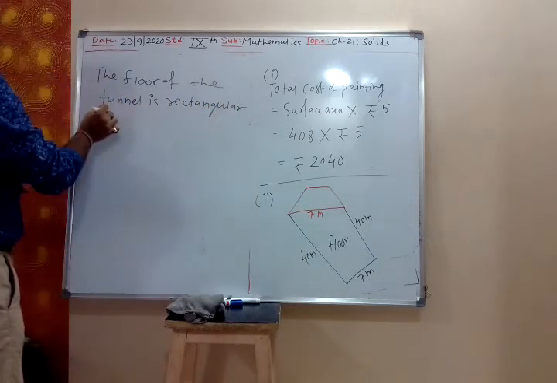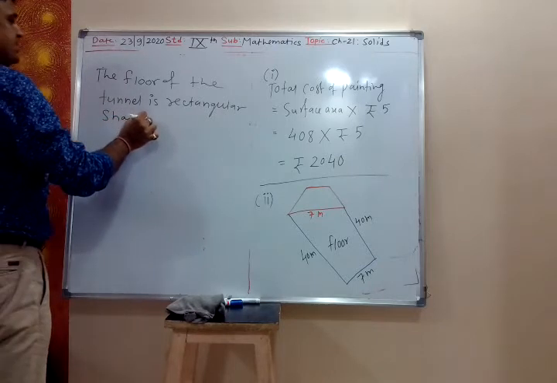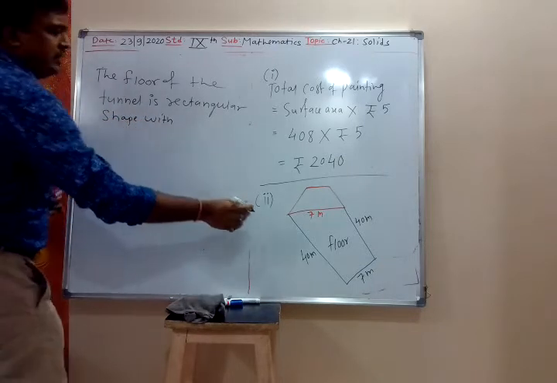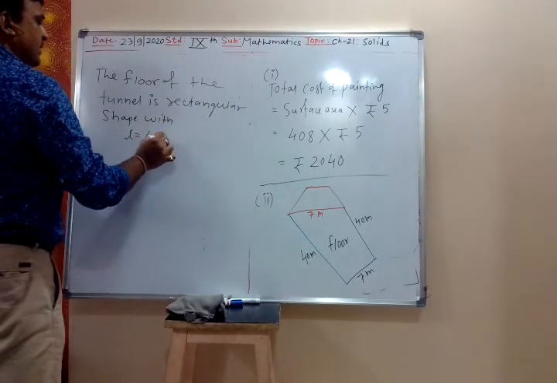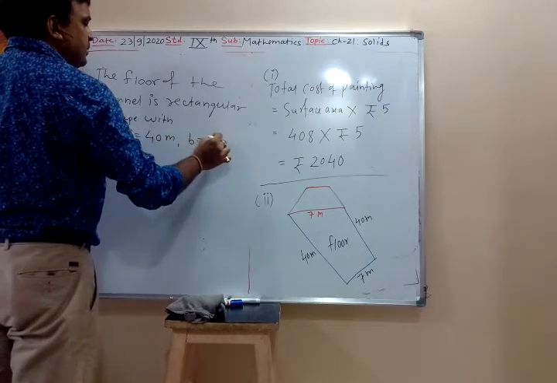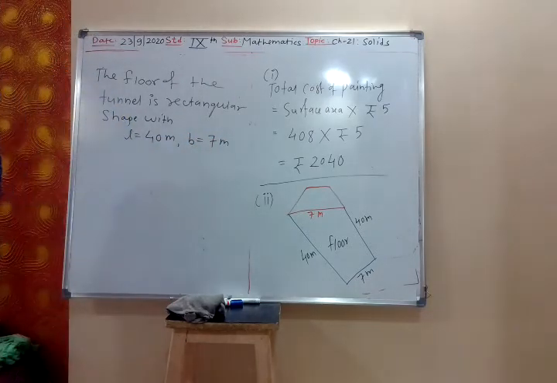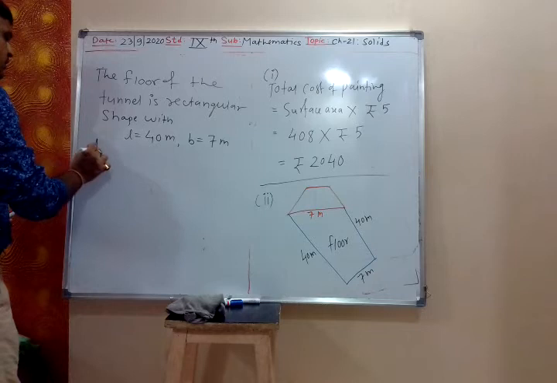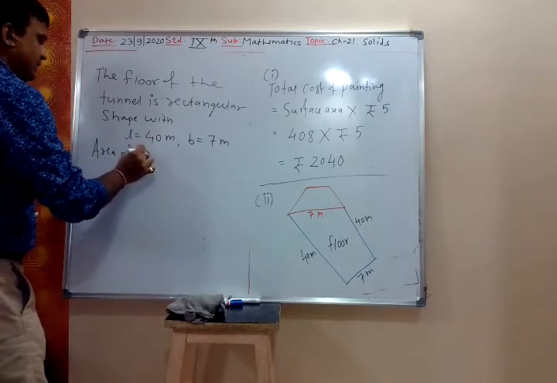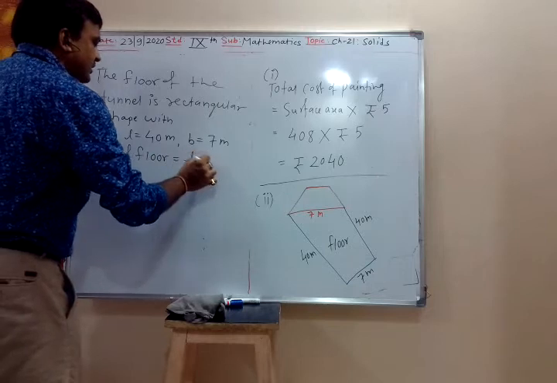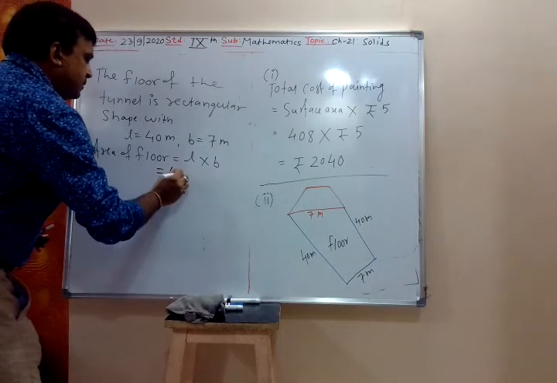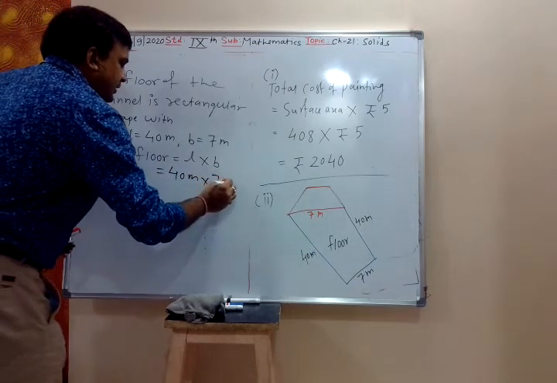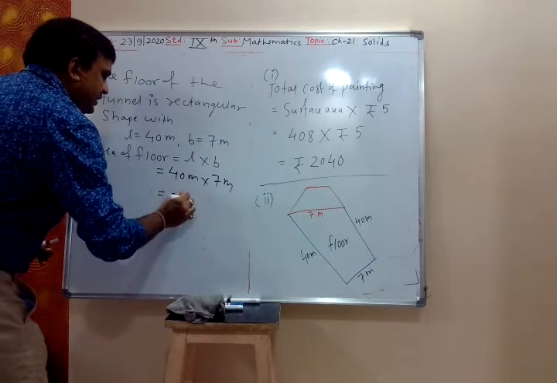with dimensions. Dimensions means length and breadth. With length 40 meter and breadth 7 meter. So now we find the area of the floor. What is the area of the floor? Area of the floor is length into breadth. That is 40 meter into 7 meter, that is 280 meter square is the area.